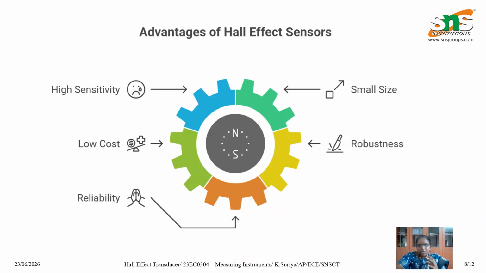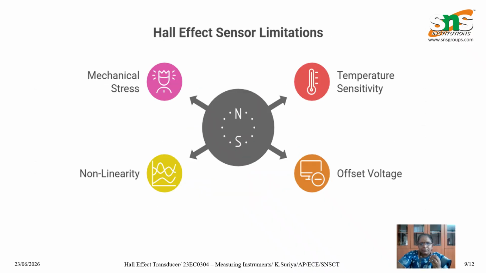The major advantages of Hall effect transducers include non-contact sensing, high reliability, fast response, compact size, low maintenance requirements, and suitability for harsh industrial environments. These advantages make them highly popular in modern measurement and control systems. Some limitations are mechanical stress, nonlinearity, offset voltage, and temperature sensitivity.